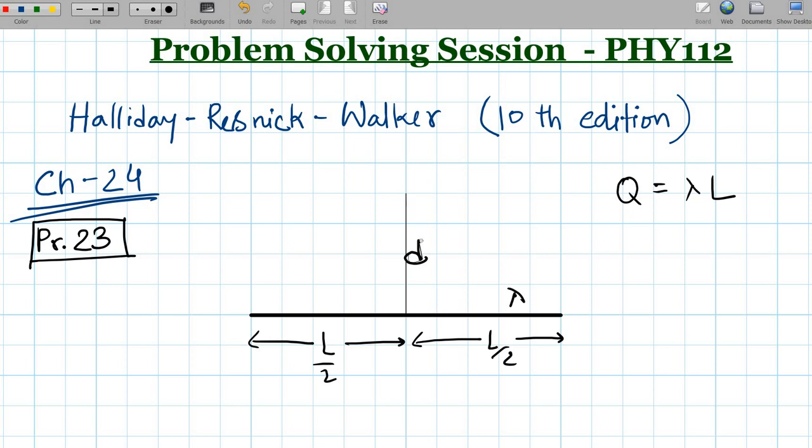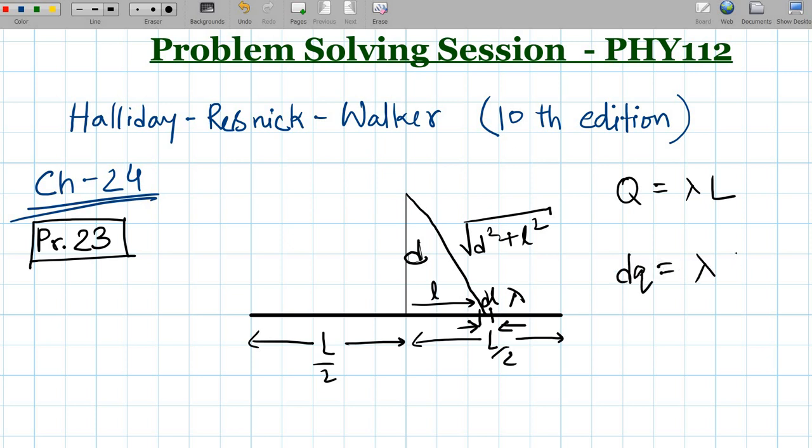Okay, what can we do? Let's choose this distance right here, which should be small l, and this length would then be the square root of d squared plus l squared. So that's this distance. At a distance l, we choose a small line segment, dl. The charge in dl would be dq, equal to lambda times dl. If we integrate over this, lambda is a constant and comes out of the integration, and the integral of dl gives us L. So we can go from here to here very easily. That's a good checkpoint for us.